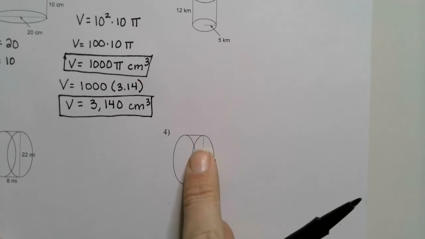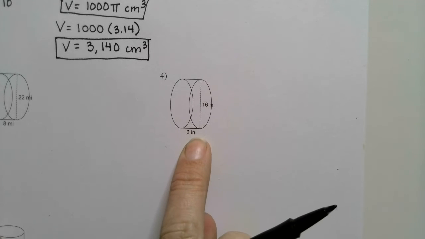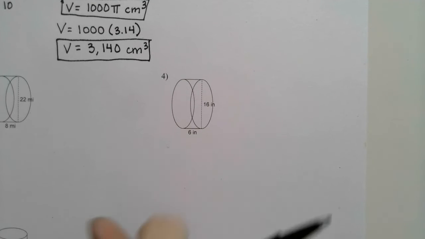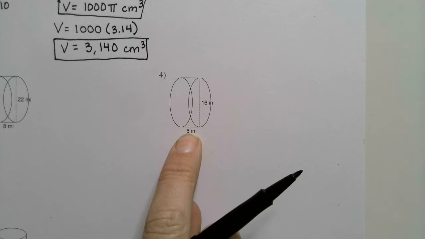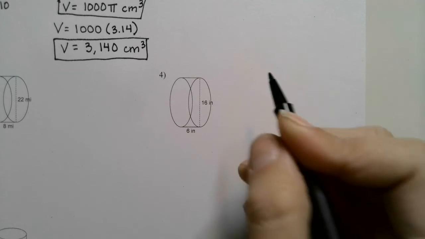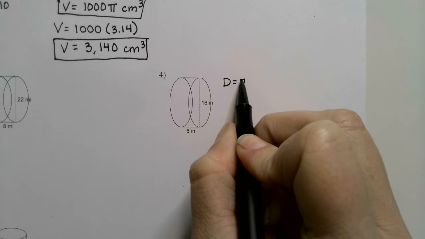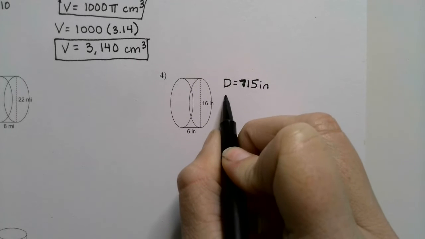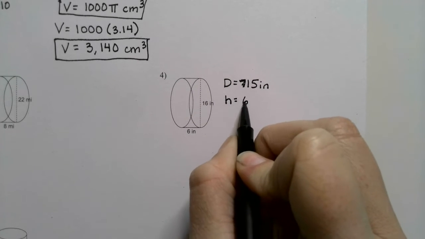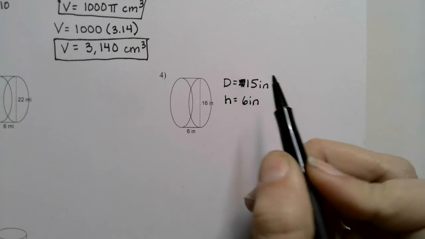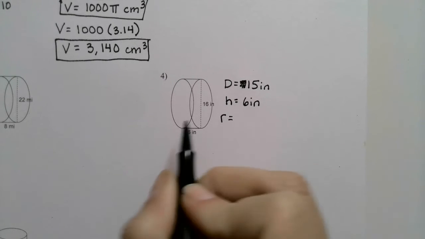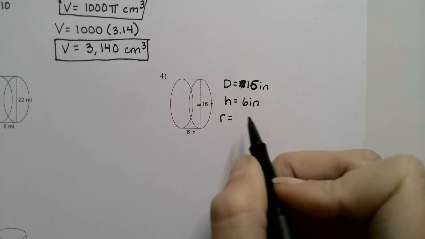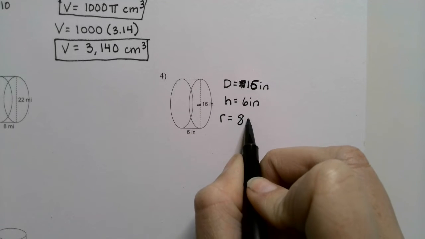Let's talk about these ones that are on their side. Even though this is on its side, we still have to remember that our height is connecting our two circles. So in this case, our height, despite it being on the bottom here, is going to be 6 inches. We have a diameter of 15 inches. We have a height of 6 inches. And because our diameter is 15 inches, remember our radius is just half of that. So our radius is going to be half of that, which is just 8 inches.